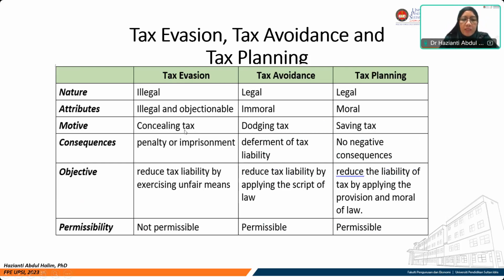The consequences for tax evasion can be penalty or imprisonment. For tax planning, normally no negative consequences. The objective of tax evasion is to reduce tax liability by exercising unfair means. Tax avoidance is to reduce tax liability, but still try to dodge some taxes. And tax planning, we apply the provisions and the moral of the law. Tax avoidance and tax planning are actually permissible, but if you go back to these attributes, tax avoidance can sometimes be immoral.